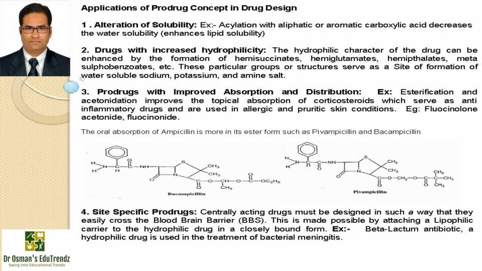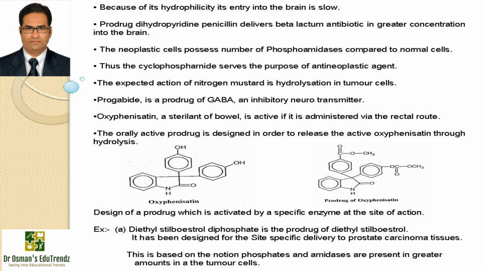This can be made possible by attaching a lipophilic carrier to the hydrophilic drug in a closely bound form. Example, beta-lactam antibiotics. A hydrophilic drug is used in the treatment of bacterial meningitis, which needs to cross the blood-brain barrier. Because of its hydrophilicity, its entry into the brain is slow. Prodrug dihydropyridine penicillin delivers beta-lactam antibiotic in greater concentration into the brain.